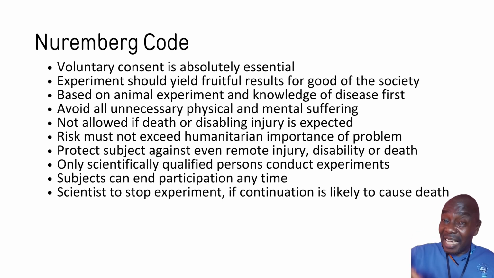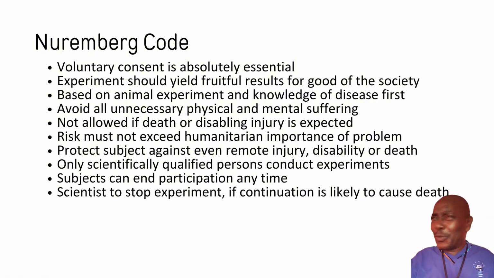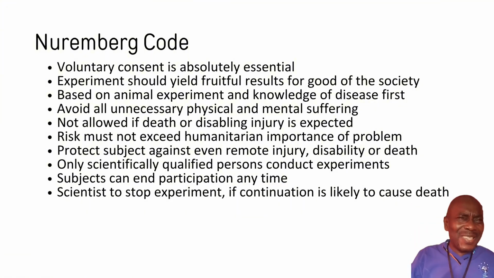So we want to know this research that you want to do, what kind of pains? Are you going to be cutting people's skin, or are you going to bore their head, or are you going to bring some of those physical and mental sufferings? We want to evaluate and be sure that they are not there. Then it's not allowed if death or disabling outcomes are going to be recorded. Nuremberg says no, you cannot do that kind of research. The risk must not exceed the humanitarian importance of the problem. Then we must protect subjects against even remote injury, disability, or death.